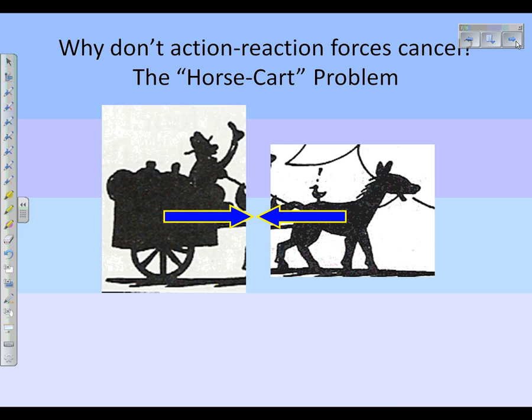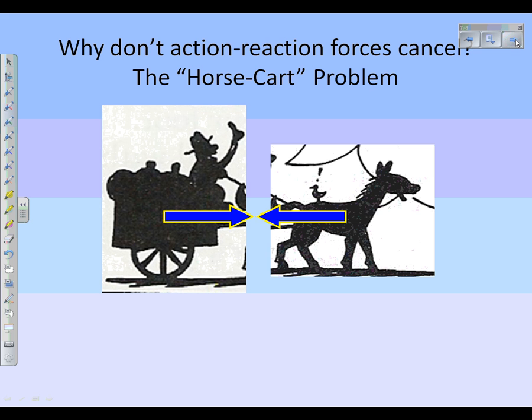But if we look at what really happens in this situation, the cart is going to move to the right because of that force that it's experiencing. That's what the cart does. But what does the horse do as well? In real life, which way does the horse move? It moves to the right as well.